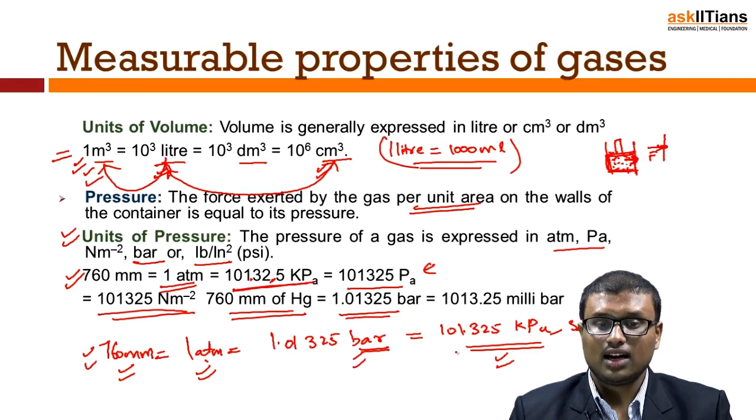So these are the important measurable properties of your gases. In this part you will learn about the differences between solid, liquid and gas. Next you will learn about the measurable properties. So you have also learned the important units, right, and the conversions.